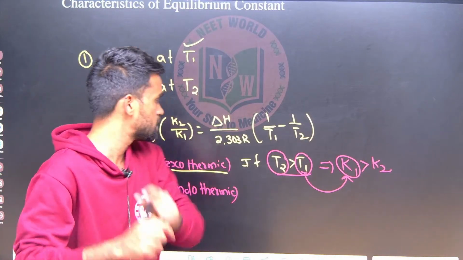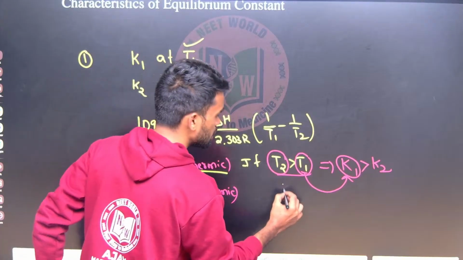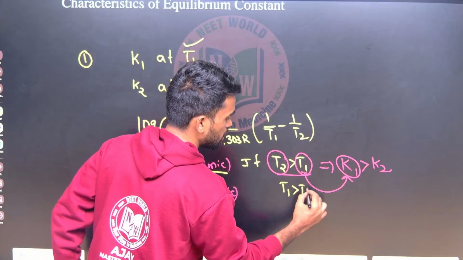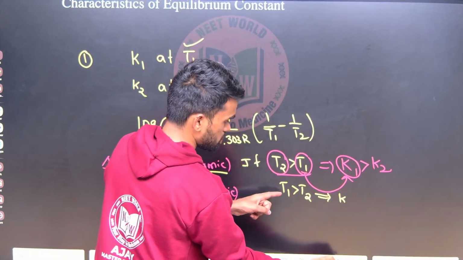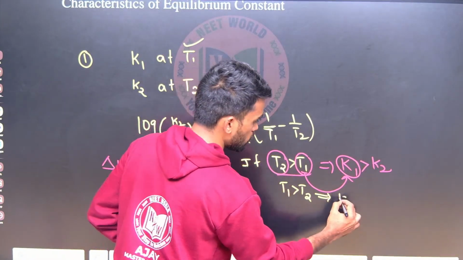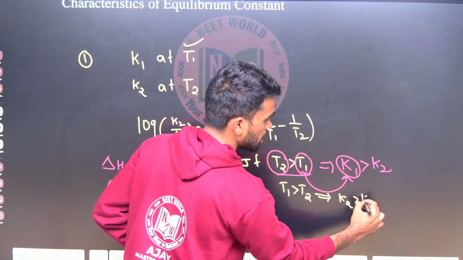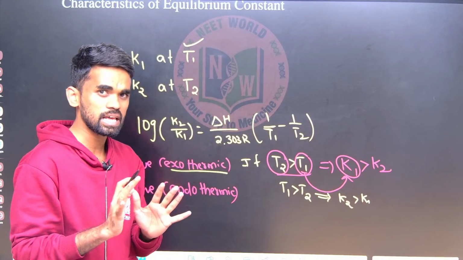Okay, I hope this is clear. If I write, if T1 is greater than T2, then you can say K1, see here what I am saying, T1 is greater than T2. So here K2 will be greater than K1. Okay, hope this is clear what I am saying.